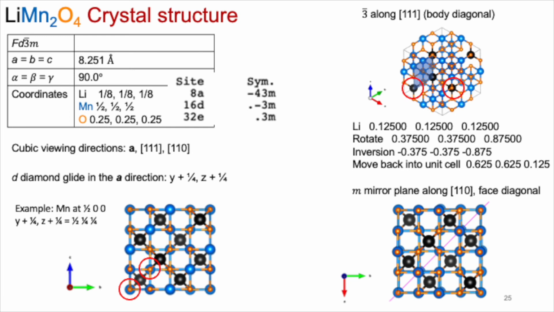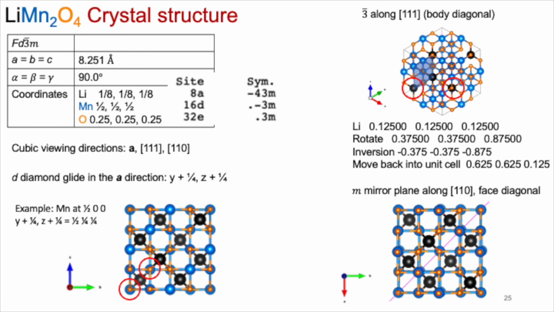Okay, so I went through and the viewing direction is along a. So a is coming in and out of the page here. If you look at the example of manganese at 0.5, 0, I've highlighted that here. If you do the d glide, you translate y plus a quarter, z plus a quarter, and you can generate the new atoms, the new manganese at 0.5, quarter, quarter. And then you could do this for all of the sites, all of the symmetries.